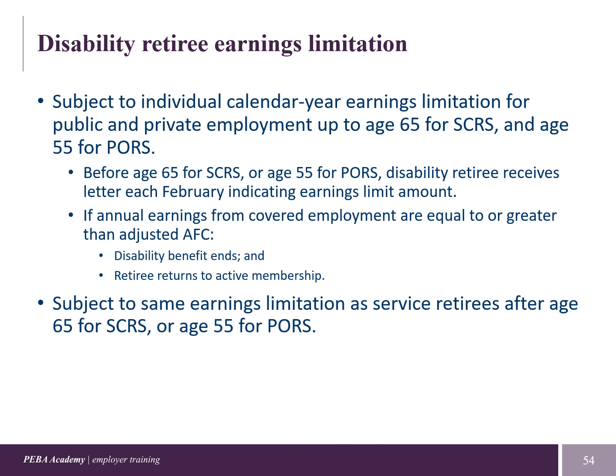If annual earnings from a covered employer are equal to or greater than the member's inflation-adjusted AFC, the disability benefit ends and the retiree returns to active membership. Upon reaching age 65 for SCRS disability retirees or age 55 for PORS disability retirees, members are subject to the same earnings limitation as service retirees as detailed in the previous slides.